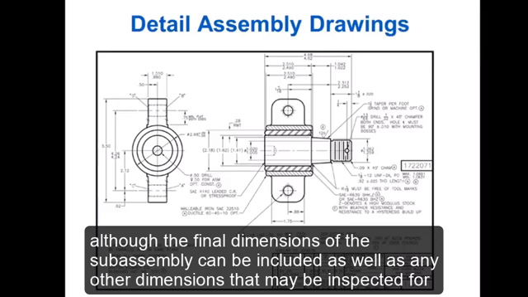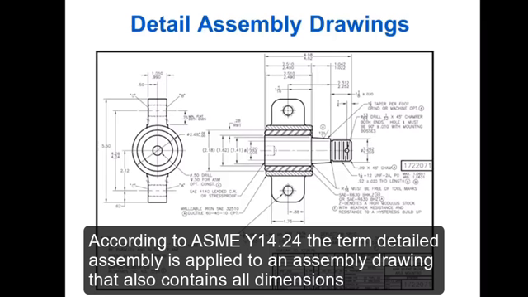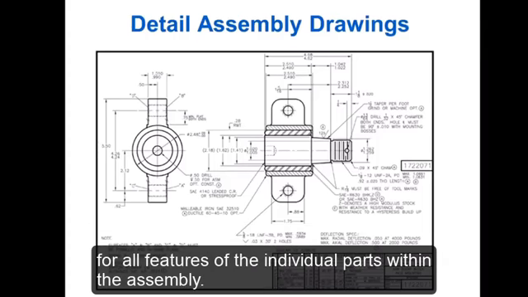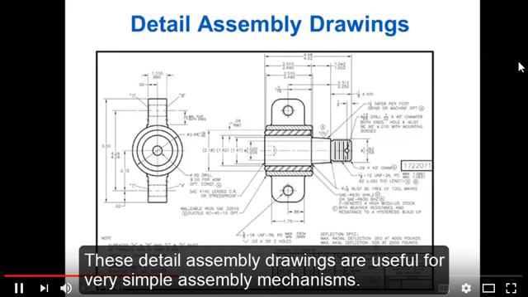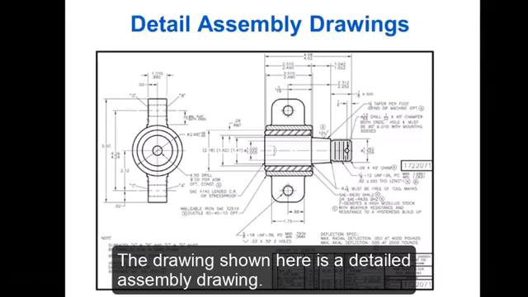According to ASME Y14.24, the term detailed assembly is applied to an assembly drawing that also contains all dimensions for all features of the individual parts within the assembly. These detail assembly drawings are useful for very simple assembly mechanisms. The drawing shown here is a detailed assembly drawing.